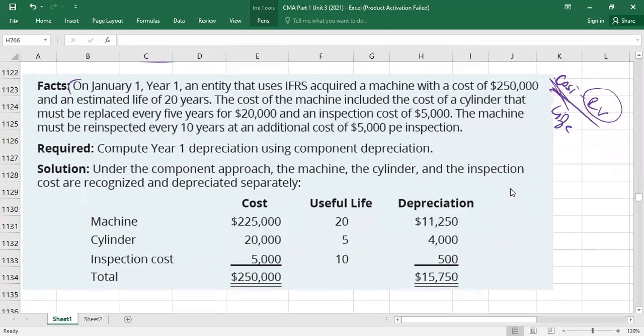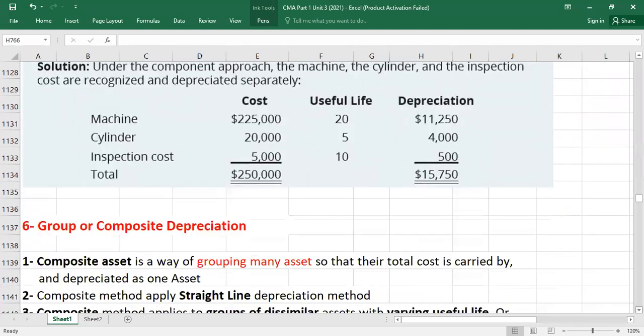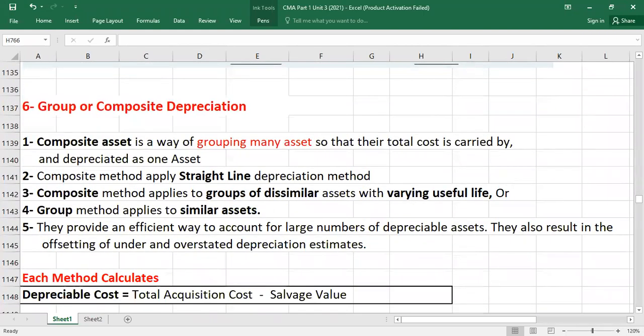Then guys, we are going to talk about what? Group, or it is also called composite depreciation. Group or composite depreciation. Again, it is an extended version of the straight line method. So let me tell you first what it is.